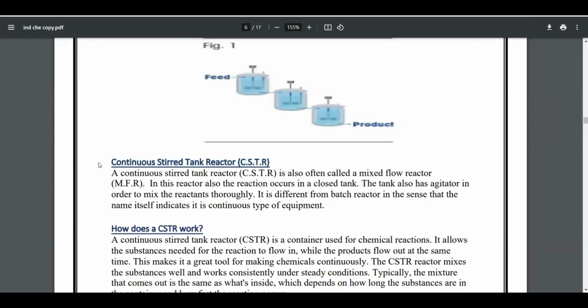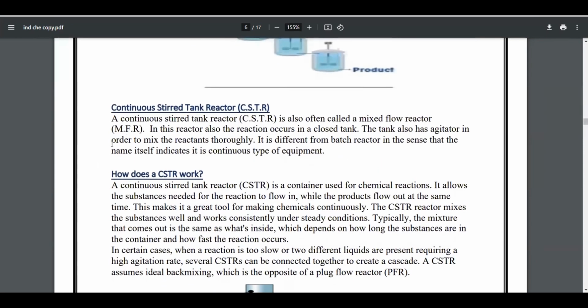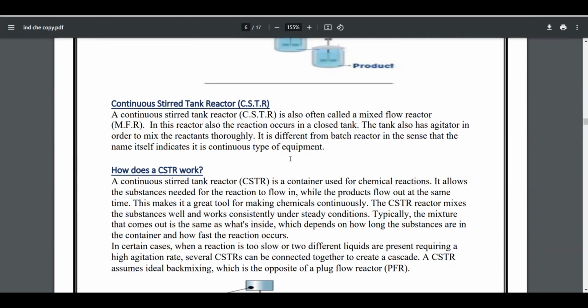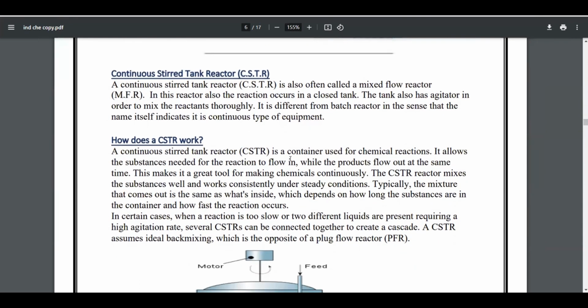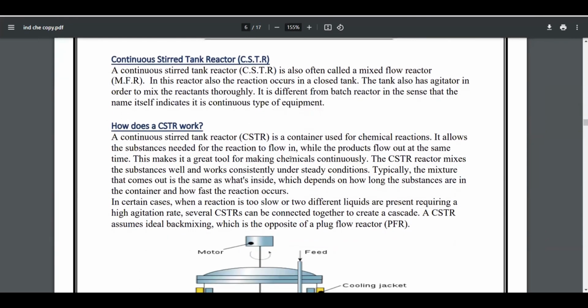It is also known as CSTR or MFR. MFR means mixed flow reactor. In this reactor, the reaction occurs in a closed vessel or a tank, and it consists of an agitator. The purpose of that agitator is to mix the reactants thoroughly, so that the reaction can go with higher efficiency. And it is different from a batch reactor in the sense that, as the name itself indicates, it is a continuous type of equipment. It means in this reactor, the process is carried out in a continuous manner, not in a batch manner.